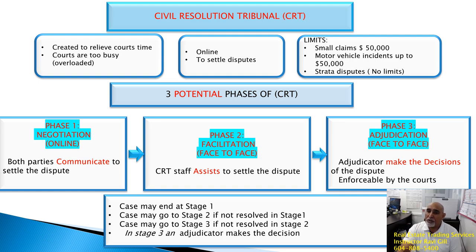Okay, so just to clarify limits: small claims 50,000, motor vehicles 50,000, and all strata disputes. All strata disputes can be handled by the Civil Resolution Tribunal. And that is the finish of our chapter 1. And remember, chapter 1 has 9 topics.